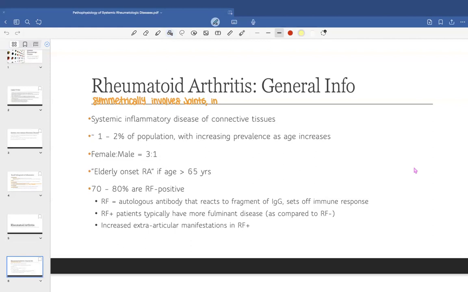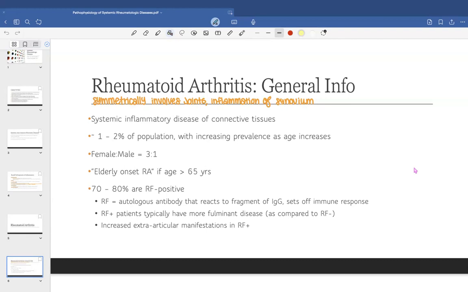Some general info about rheumatoid arthritis is that, yes, it involves connective tissues. So yes, it's going to involve your joints. Yes, it's going to involve other connective tissues in extra-articular sites. So, yes, can you have vasculitis? Absolutely. Can you have episcleritis? Absolutely. Can you have pulmonary nodules? Yes. Can that affect the pericardium? Yes.